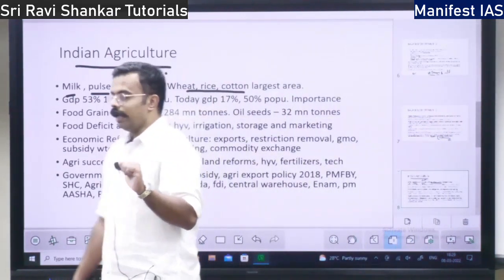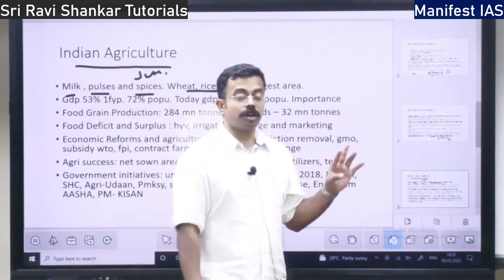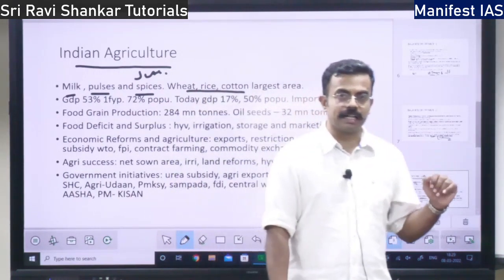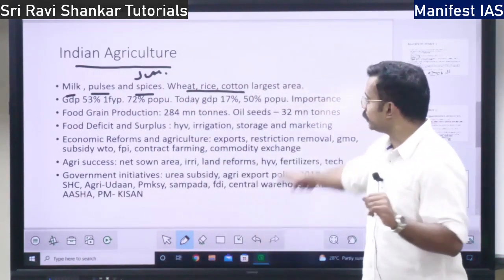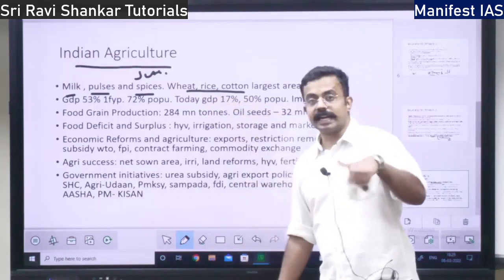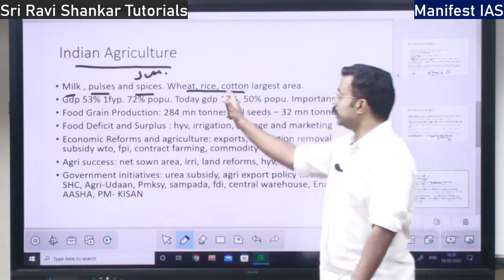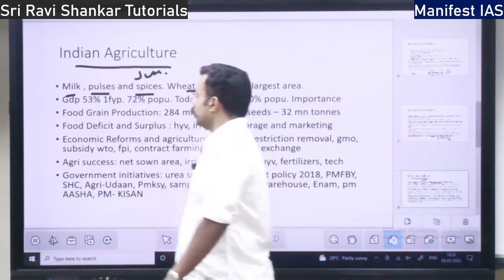Also, India is the second largest producer of wheat, rice, cotton and other products. Largest area in these terms, second largest producer in these and some other products, right?